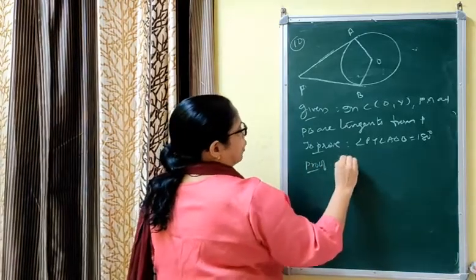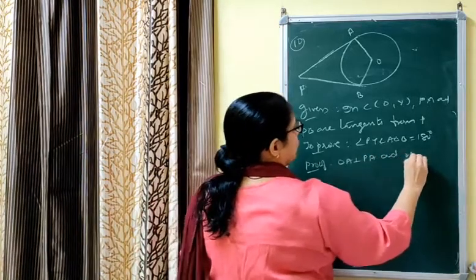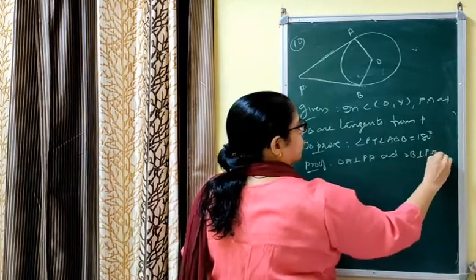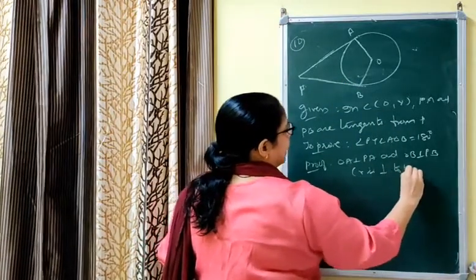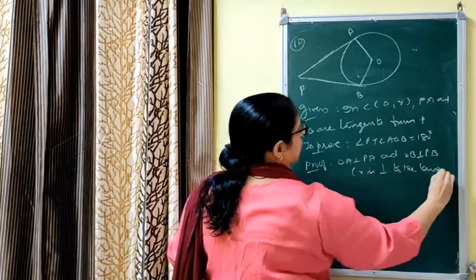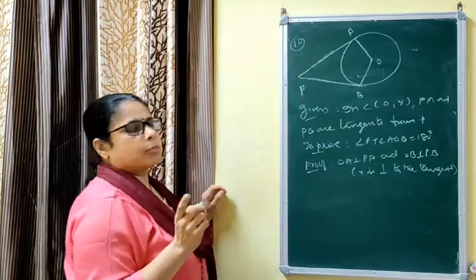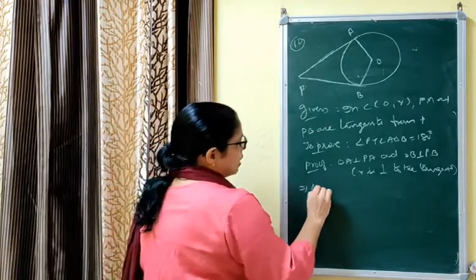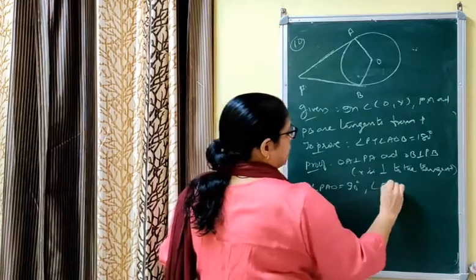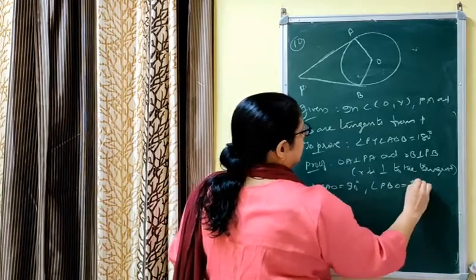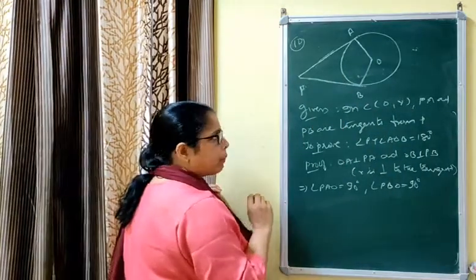Now, OA is perpendicular to PA and OB is perpendicular to PB. Why? Radius is perpendicular to the tangent at the point of contact. एक प्रॉपर्टी बार बार आ रहे तो एक बार क्वेश्चन में लिखना जरूरी है. That implies angle PAO is equal to 90 degree and angle PBO is equal to 90 degree. Now apply angle sum. अब बड़े quadrilateral में angle sum प्रॉपर्टी अप्लाई करना है.